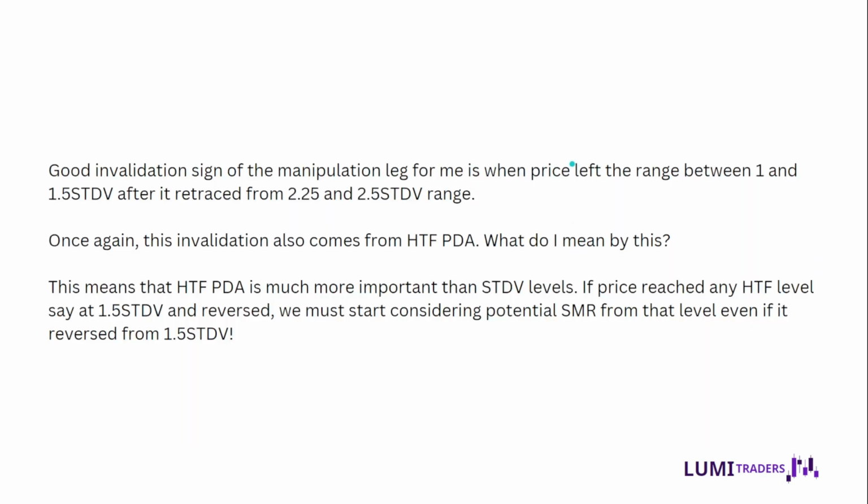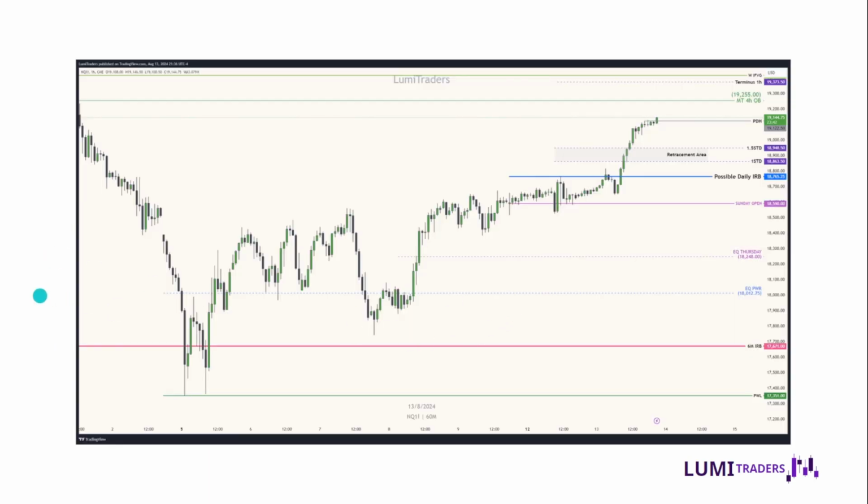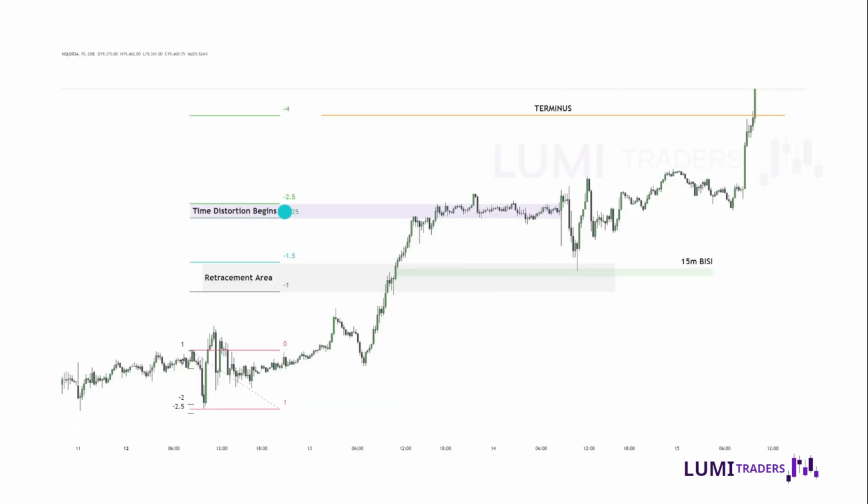Okay, a good invalidation sign of this manipulation leg for me is when price leaves the range between 1 and 1.5 standard deviation after it retraced from the 2.25, 2.5 standard deviation range. This means once we, for example, retrace from this range all the way down to this range and price keeps breaking below this 1 standard deviation, most likely I want to invalidate my manipulation leg, and most likely we will get a reversal already, not a retracement.